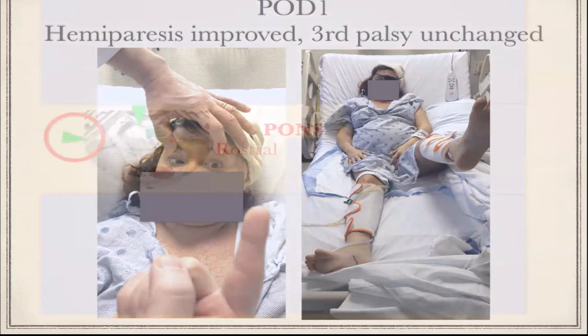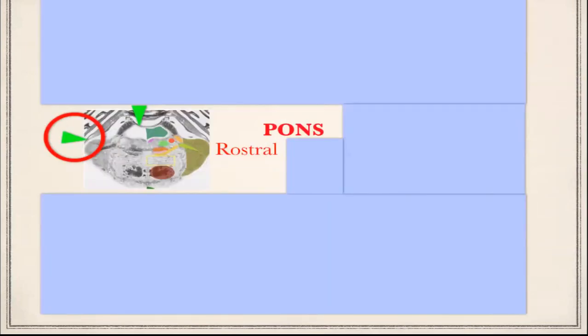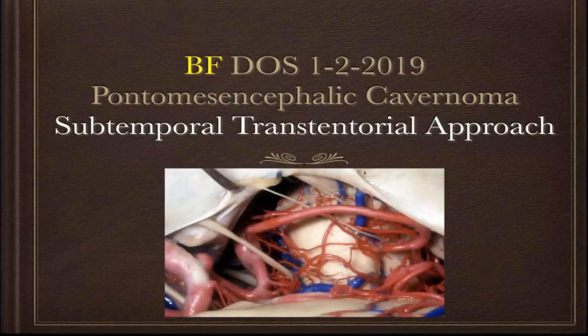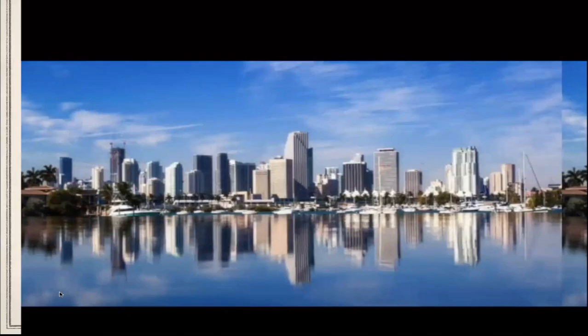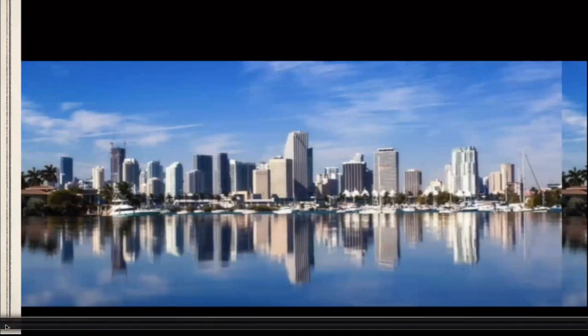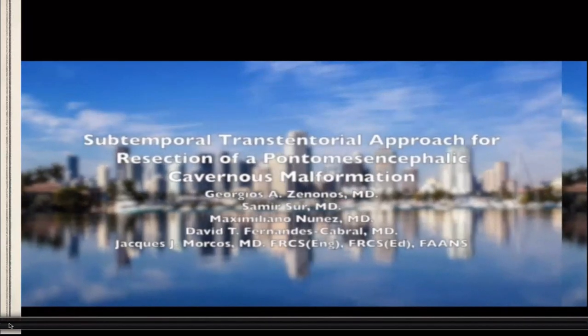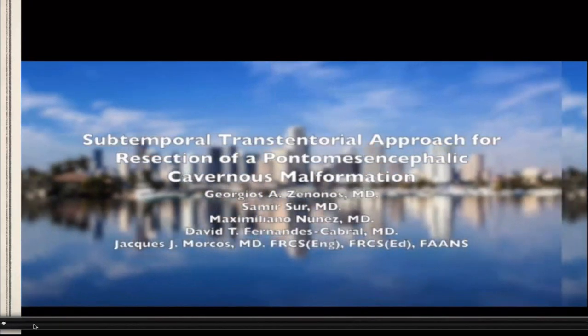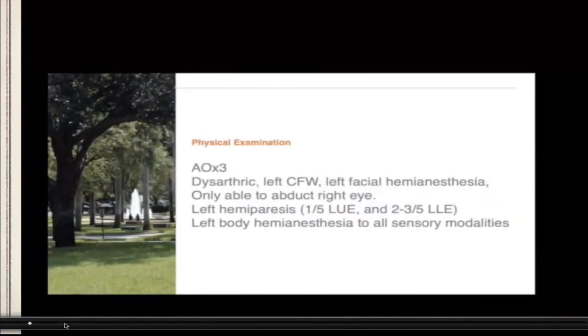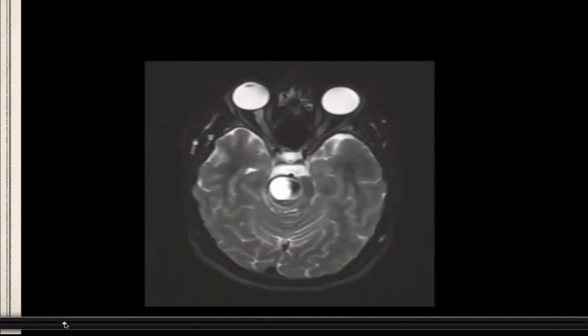I'll move on to another rostral pons case where I'm going to use a subtemporal but a transtentorial addition to the subtemporal approach. This video is actually published and very nicely narrated by my previous fellow, George Zenonos. So I'm just going to mute his voice because I cannot show the entire video. But what I want to show you is this lesion. It's very similar to the previous one, but simpler because it has a hematoma.